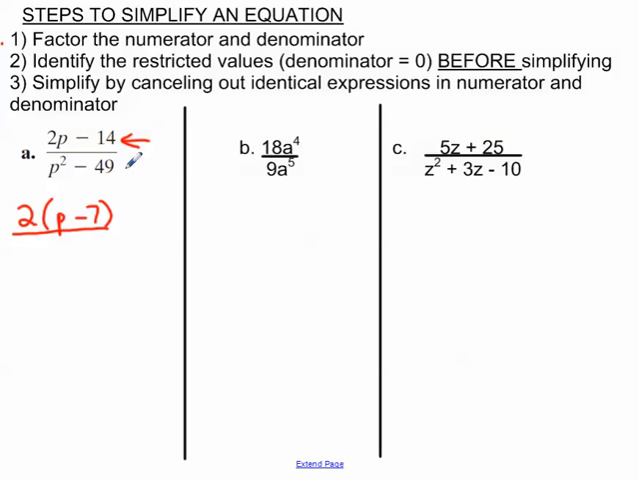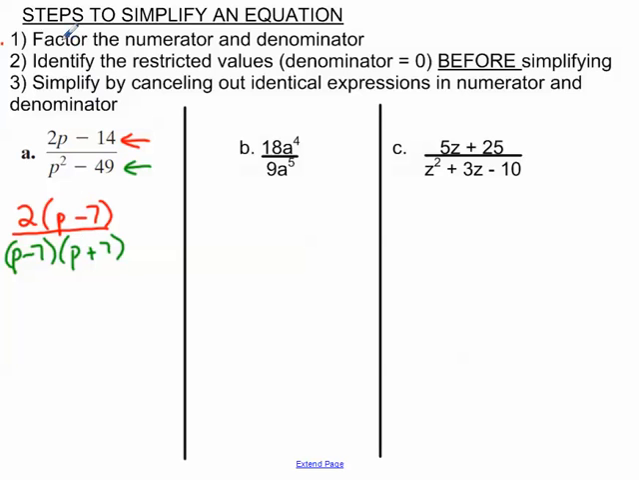Now let's factor our denominator, p squared minus 49. If we recognize that p squared minus 49 is a difference of squares, p squared is a perfect square and 49 is a perfect square because it's 7 times 7, and there's a difference between them, then we can factor this as p minus 7 times p plus 7. So there's our factorization of our numerator in red and denominator in green.